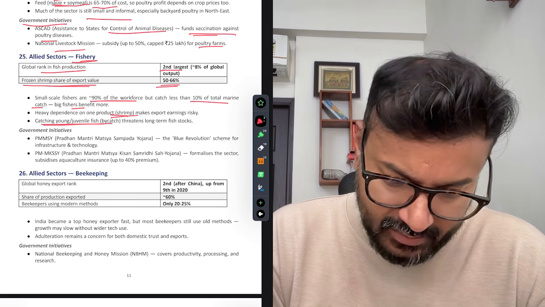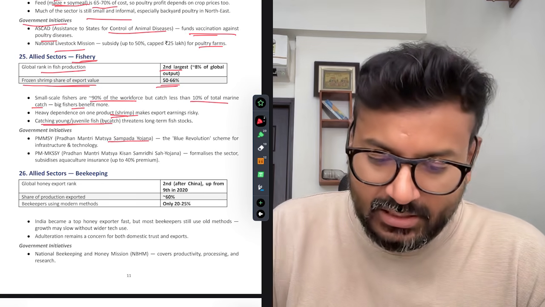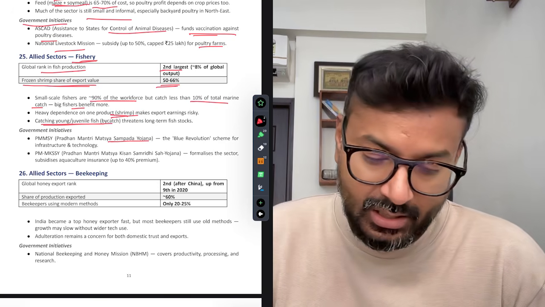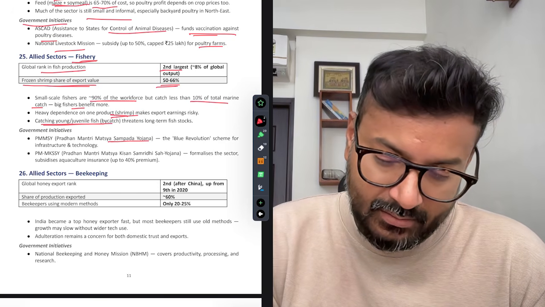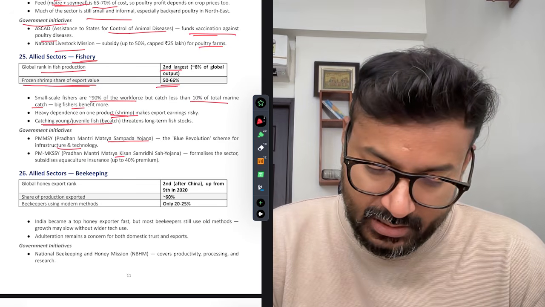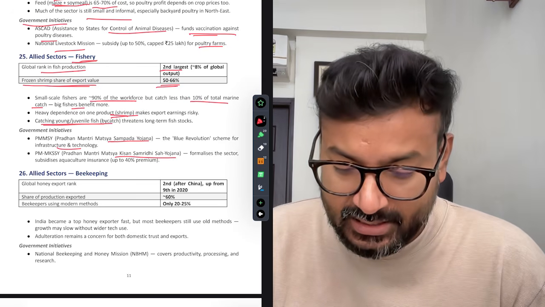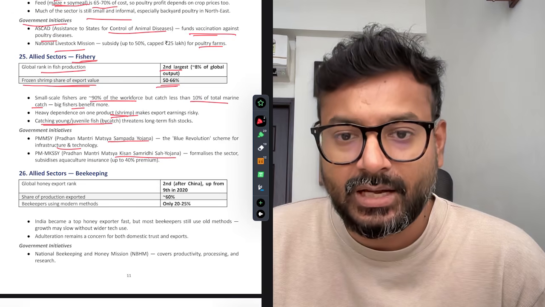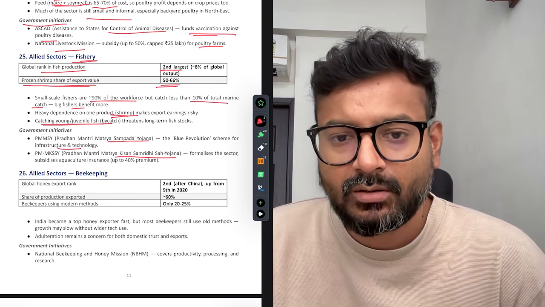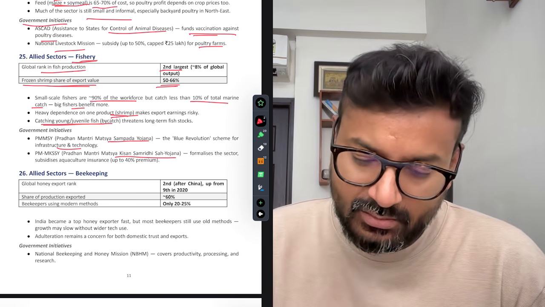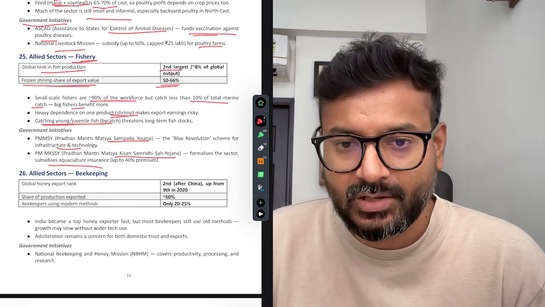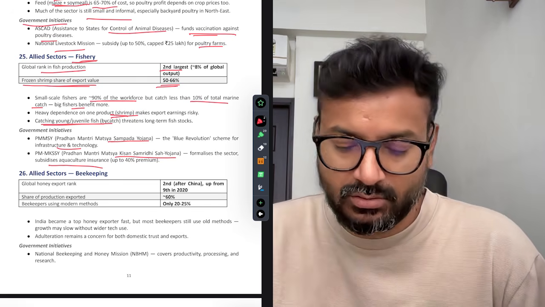What are the government initiatives here? Pradhan Mantri Matsya Sampada Yojana is there, which wants to bring blue revolution by investing in infrastructure and technology. Then Pradhan Mantri Matsya Kisan Samriddhi Yojana, which wants to formalize the fishing, because right now there are a lot of small fishermen doing informal fishing. So we want to formalize this and subsidize aquaculture insurance. Okay, so providing insurance also to the fishermen.